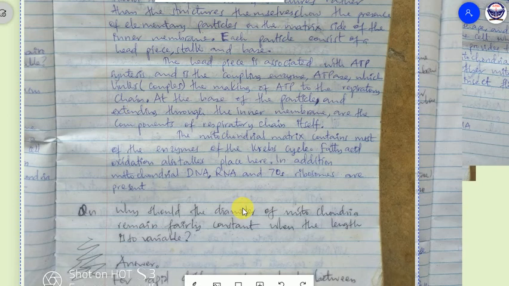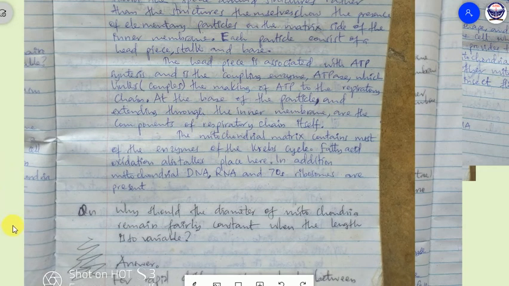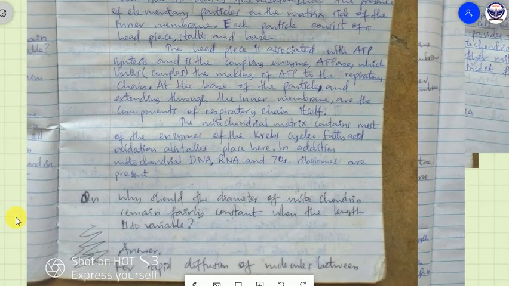So as we know, ATPase is the enzyme which catalyzes the combination of ADP with phosphate to form ATP. At the base of the particle, and extending through the inner membrane, are components of the respiratory chain itself. Now the mitochondrial matrix contains most of the enzymes of the Krebs cycle. Fatty acid oxidation also takes place here. In addition, mitochondrial DNA, RNA, and 70S ribosomes are present.